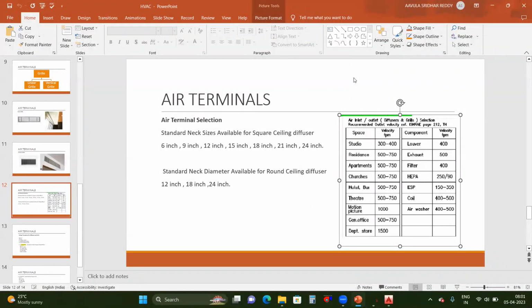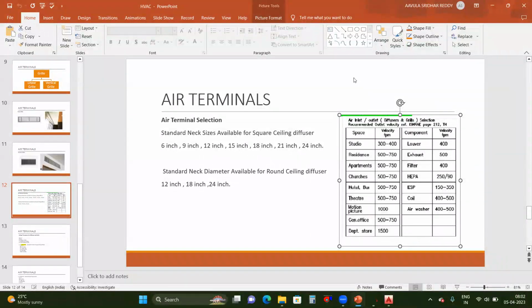So if you see the standard neck sizes available for square ceiling diffusers, these are the standard sizes: 6 inches, 9 inches, 12, 15, 18. If you see 6 to 9, there is no size in between, only 6 inch or 9 inch. So if you got 7 or 8 inch, you need to go for the nearest value. That is the market availability.